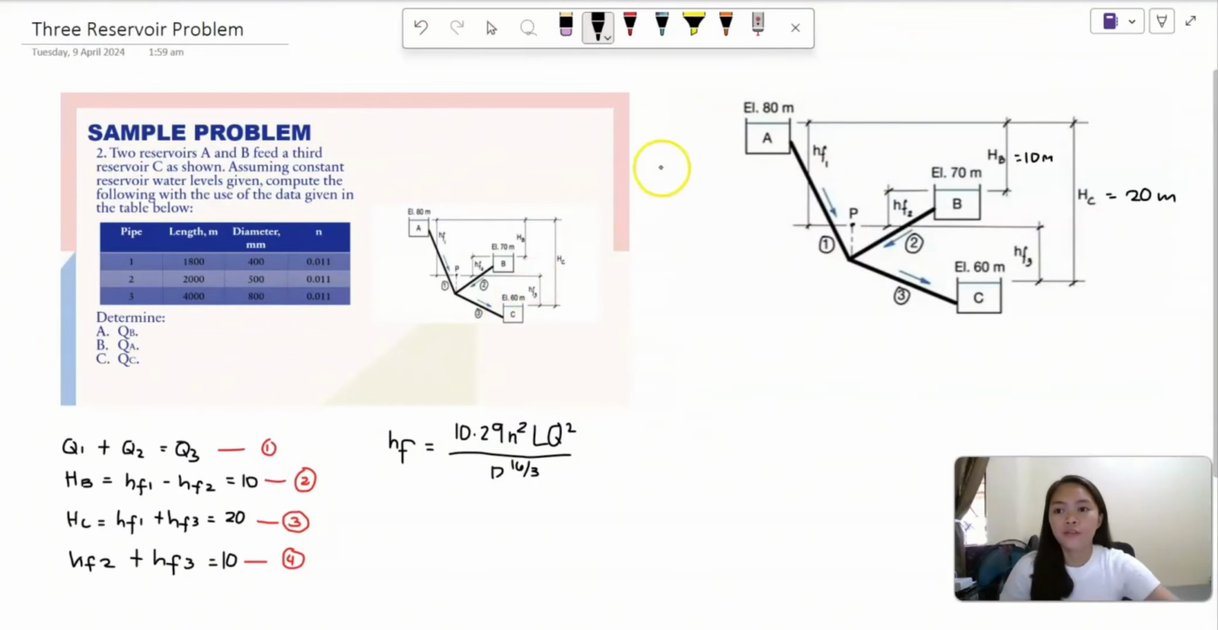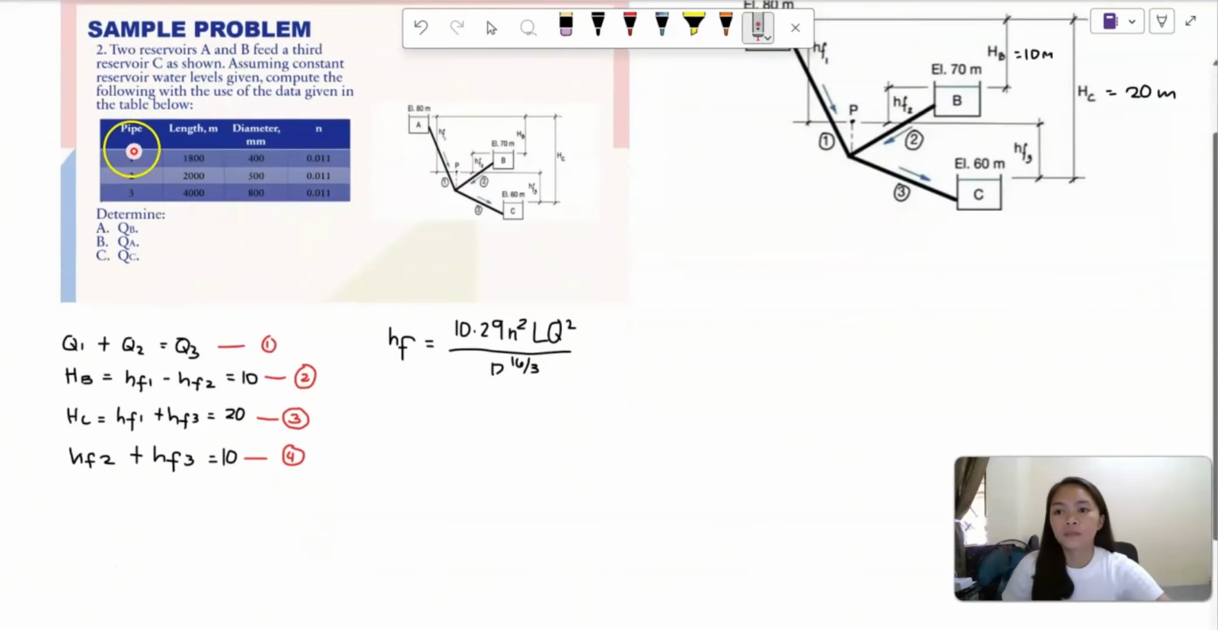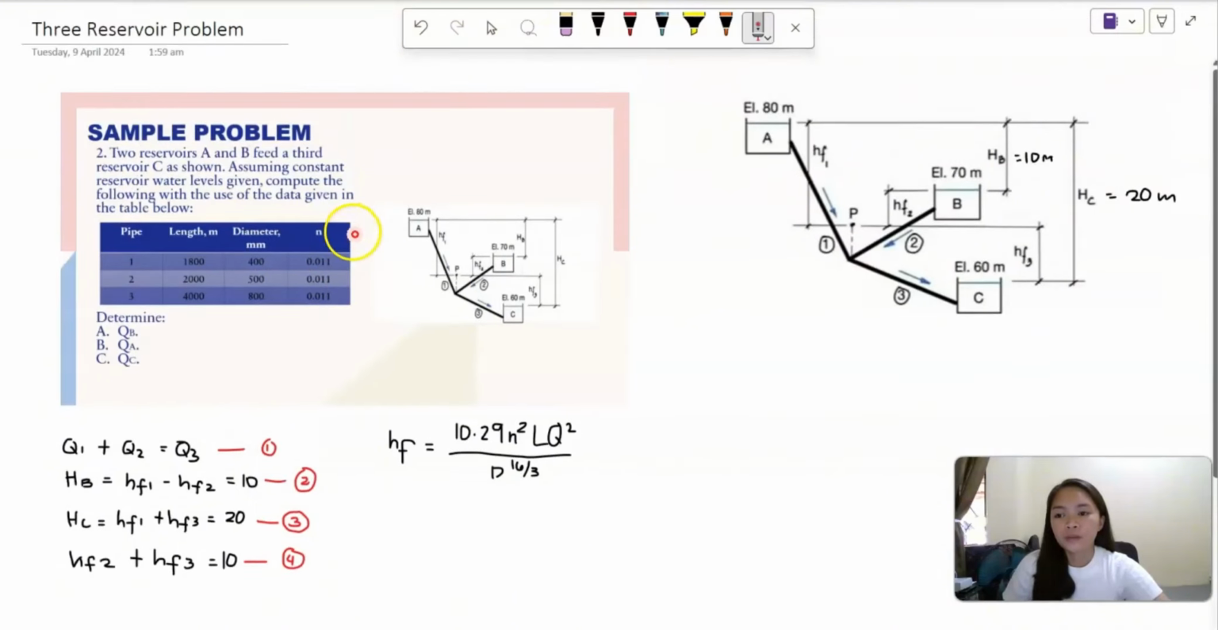So we have here two reservoirs A and B, feed a third reservoir C as shown. Assuming constant reservoir water levels given, compute the following with the use of the data given in the tables below. So we have here pipes 1, 2, and 3, their lengths, their diameter, and the roughness coefficient n, which is uniform to all the three pipes. So we need to determine the Q sub B being the Q sub 2, Q sub A being the Q sub 1, and Q sub C being the Q sub 3.